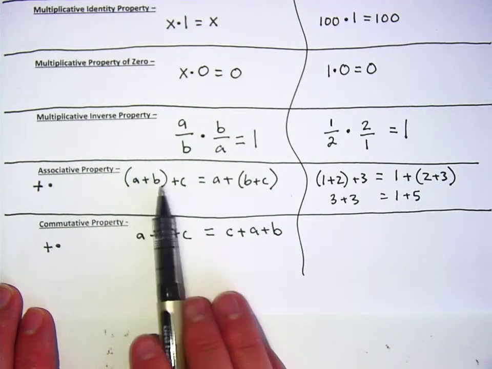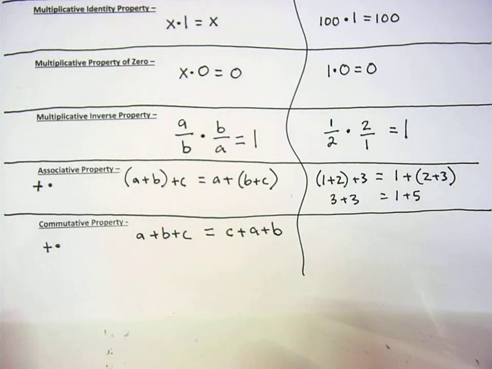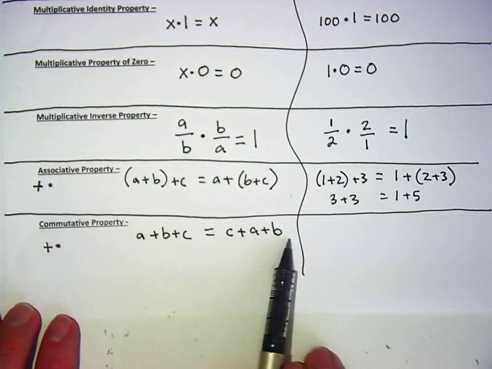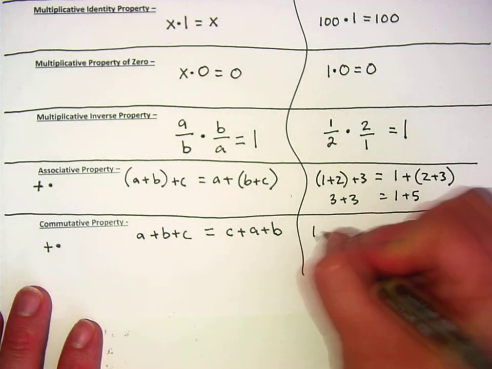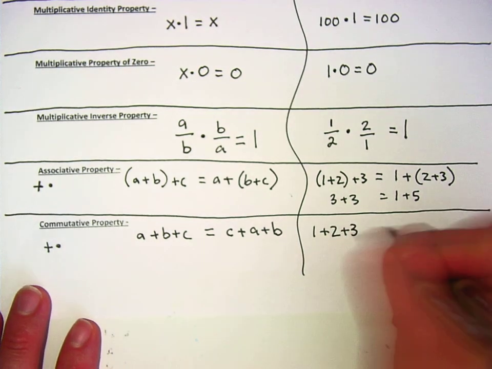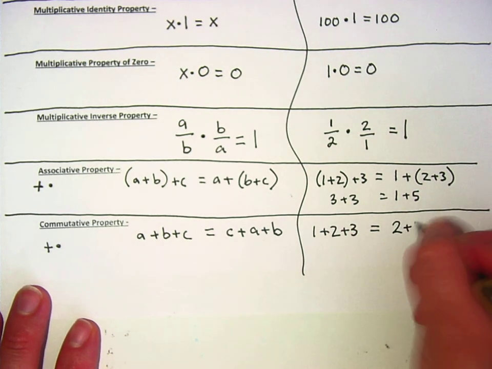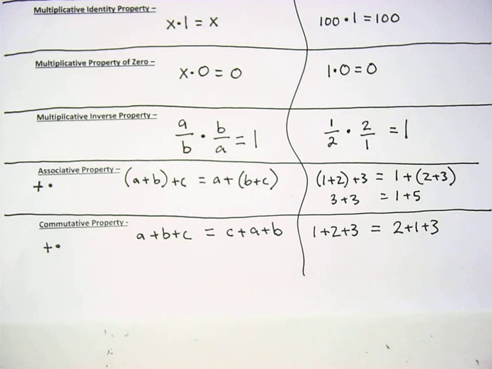This one keeps the letters in the same order, but you just change in which way you do it. And this one changes the order, the actual physical order of the numbers. So 1 plus 2 plus 3 is the same thing as 2 plus 1 plus 3. Move them around any way you want.